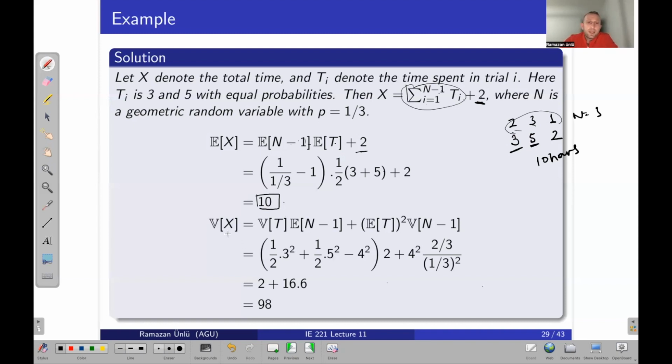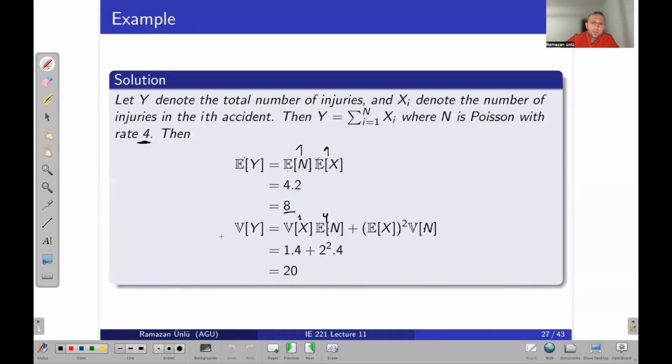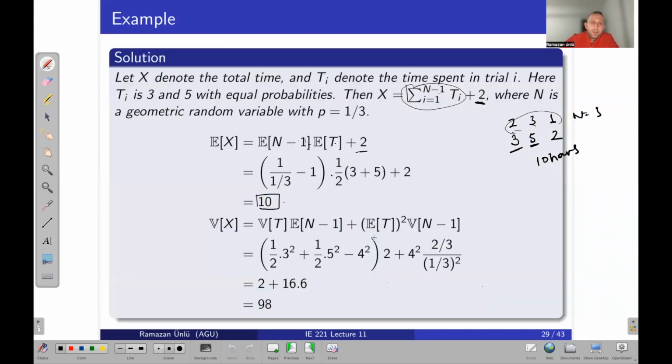And let's look at the variance. Again, we will use this formulation. In these questions, the variance of x is equal to the variance of t, which represents the random variables, times the expected value of n minus 1, which represents the number of random variables, plus the expected value of t, squared, times the variance of n minus 1.